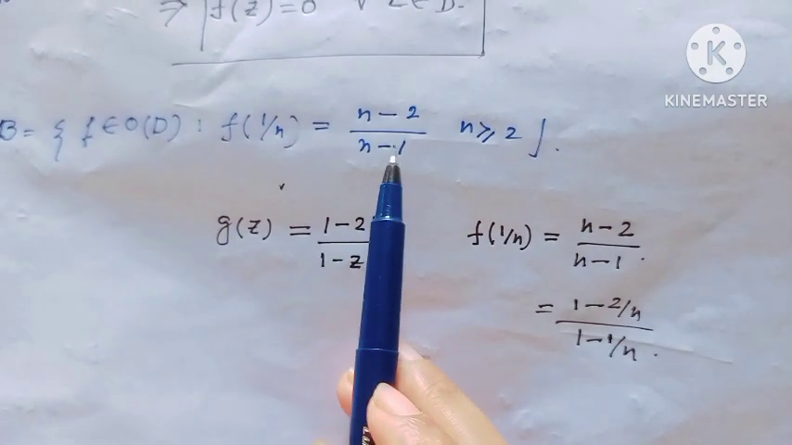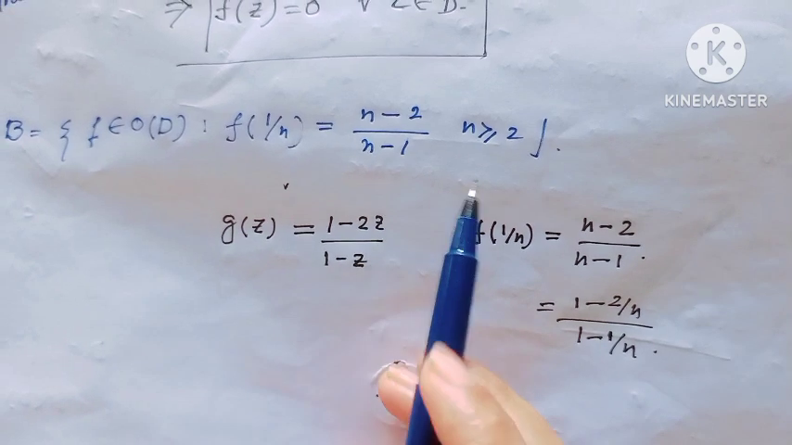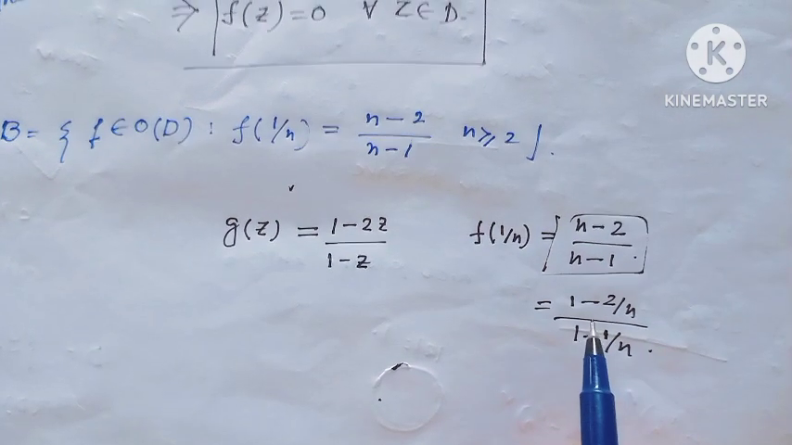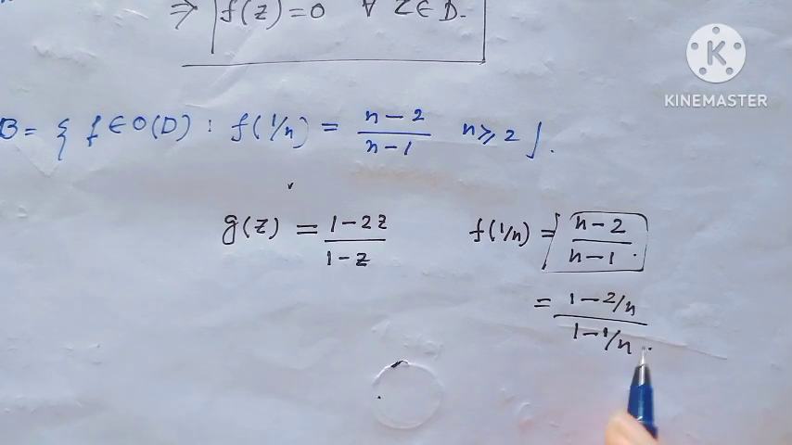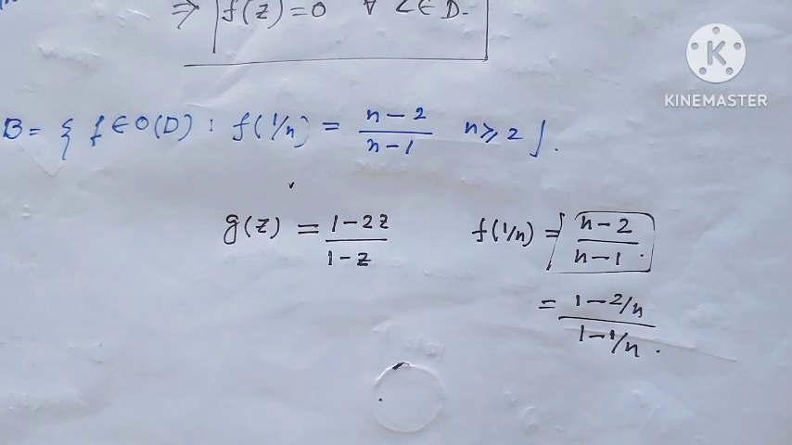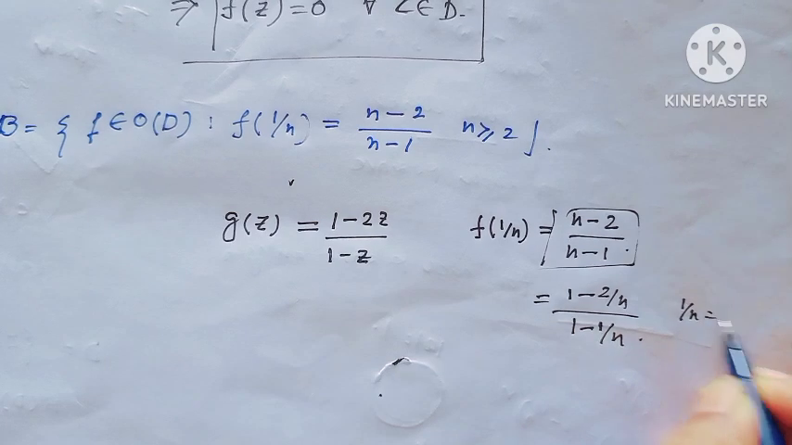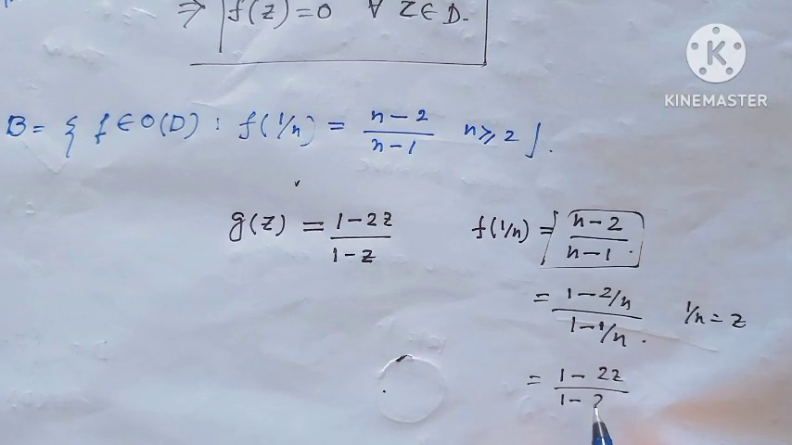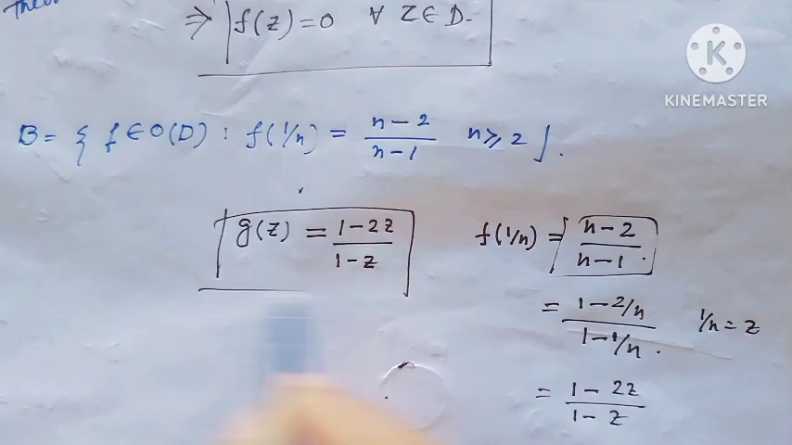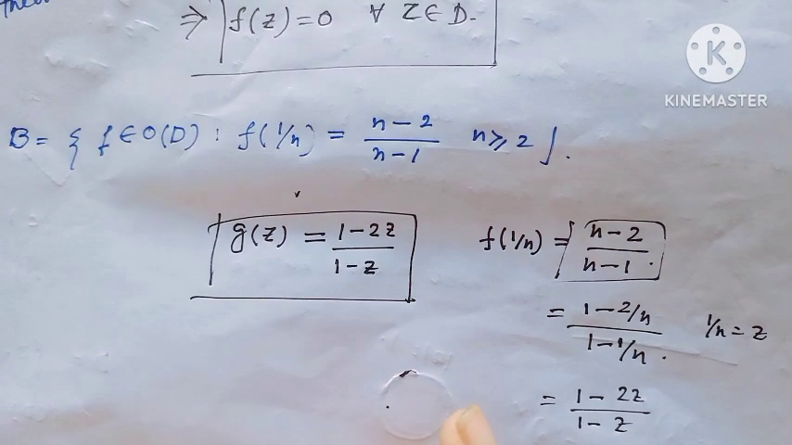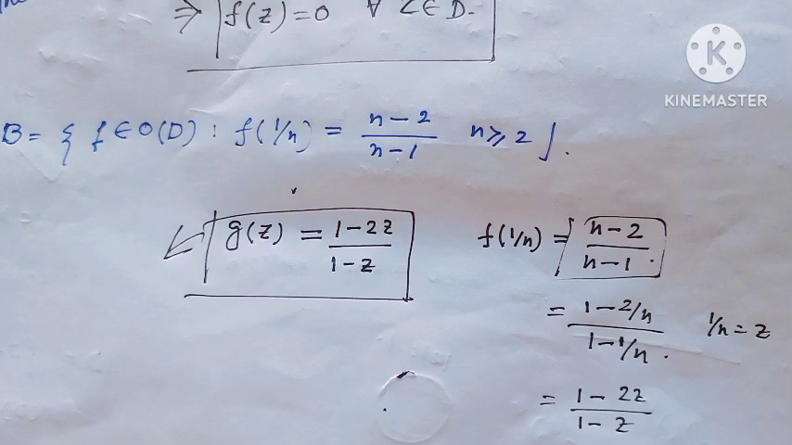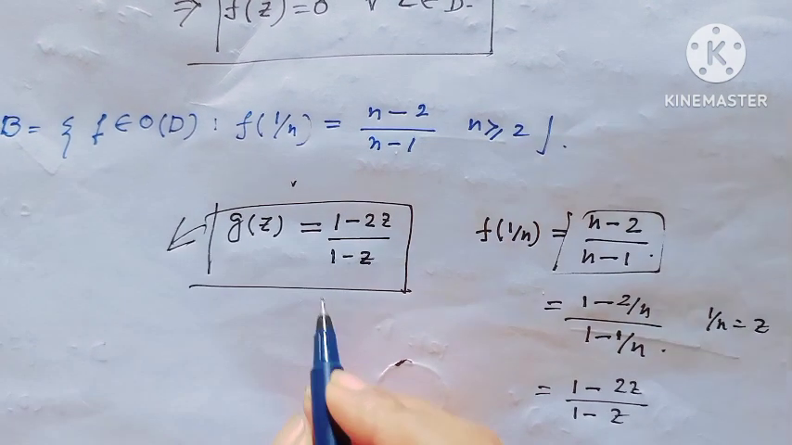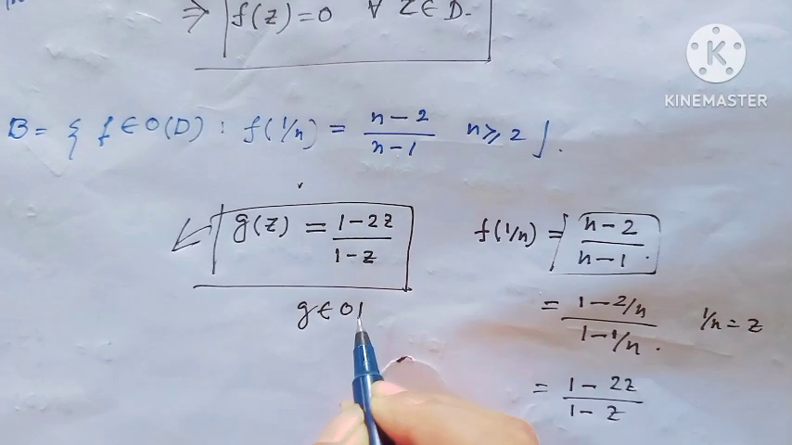Since f of 1 over n equals n minus 2 over n minus 1, just divide this by n in numerator and denominator. Then this value would be 1 minus 2 over n over 1 minus 1 over n. Now consider 1 over n equal to z. Then this value would be 1 minus 2z over 1 minus z. So consider g(z) equal to this type. I hope all my viewers have understood. Now we have to find this type of g(z). Here obviously g is analytic, so g belongs to O(D).